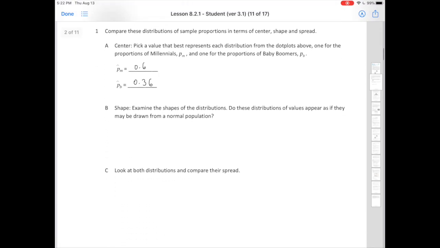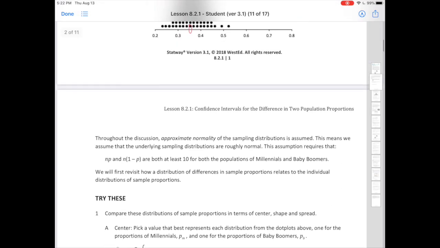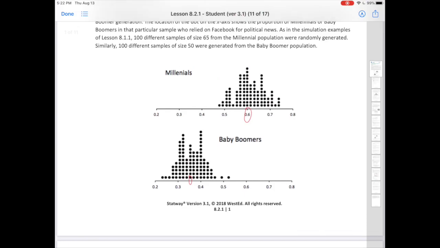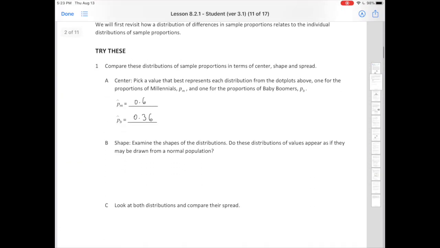Now let's go to shape. Examine the shapes of the distributions. Do these distributions of values appear as if they may be drawn from a normal population? Well, these both look pretty normal to me. Something like that, and something like that. I mean, it looks roughly normal, right? So I would say yes, both look roughly normal.